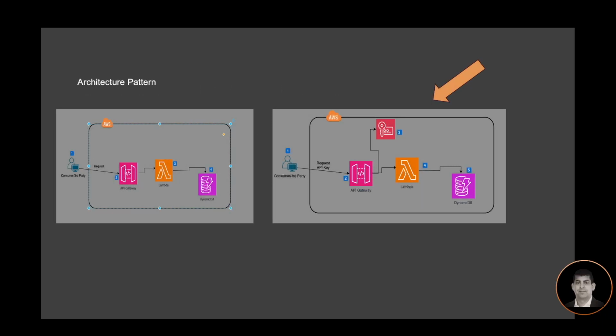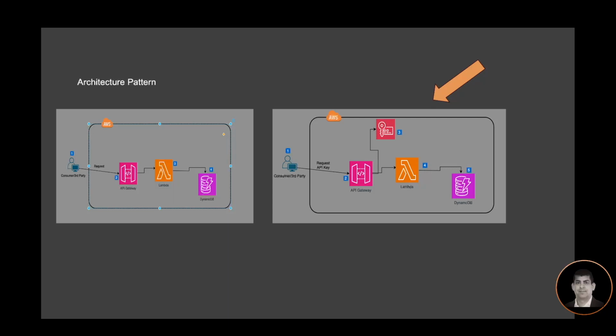Let's look at the architecture design. We have a connected third party. There is the API gateway. API endpoint is integrated via a Lambda function, and Lambda function is getting the requested data from a DynamoDB table.